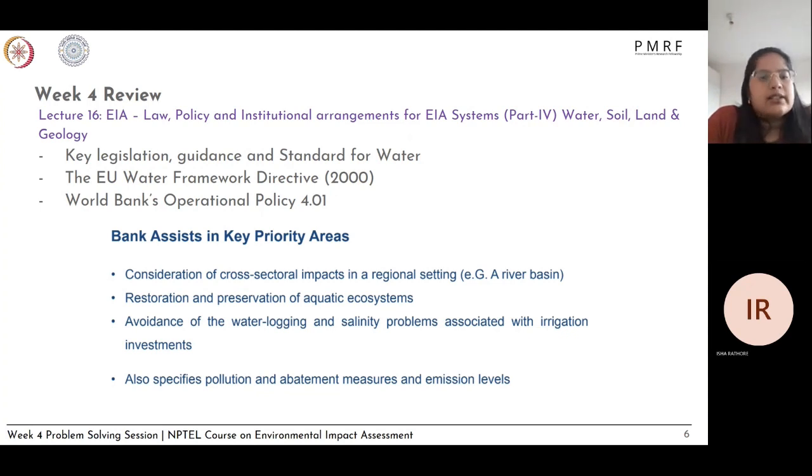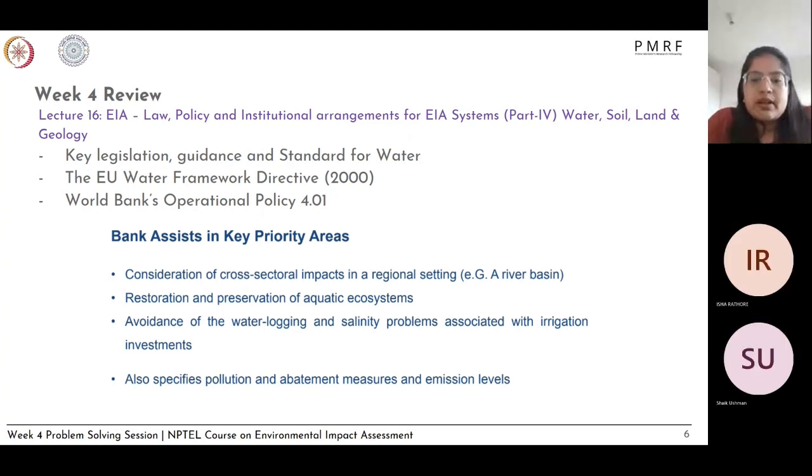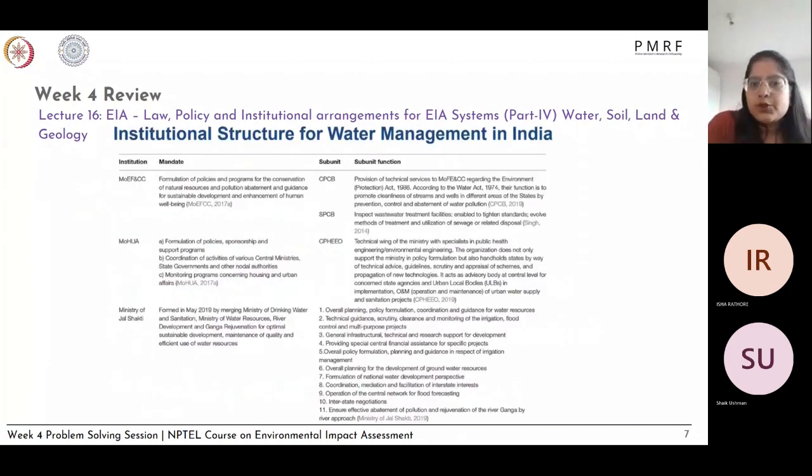Then we had another key priority area on the avoidance of waterlogging and salinity problems, which are caused by irrigation and investments in irrigation. Another key priority area was pollution reduction measures, and the emission levels related to water pollution. And then we look at the institutional structure for wastewater management in India.